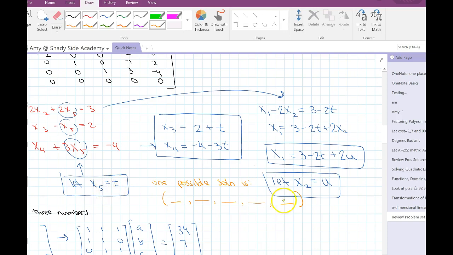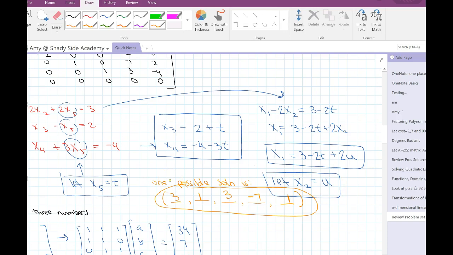Let's let x sub 5 be 1. Let's let x sub 2 be 1. There are no restrictions on x sub 2 and x sub 5. So that means x sub 3 would be 2 plus 1, or 3. x sub 4 would be -4 minus 3, or -7. And x sub 1 would be 3 minus 2 plus 2, or 3. Is that right? 3 minus 2 plus 2? Yes. Here's one possible solution. How do you find 2 other solutions? Again, generate any value for u or t and then substitute.